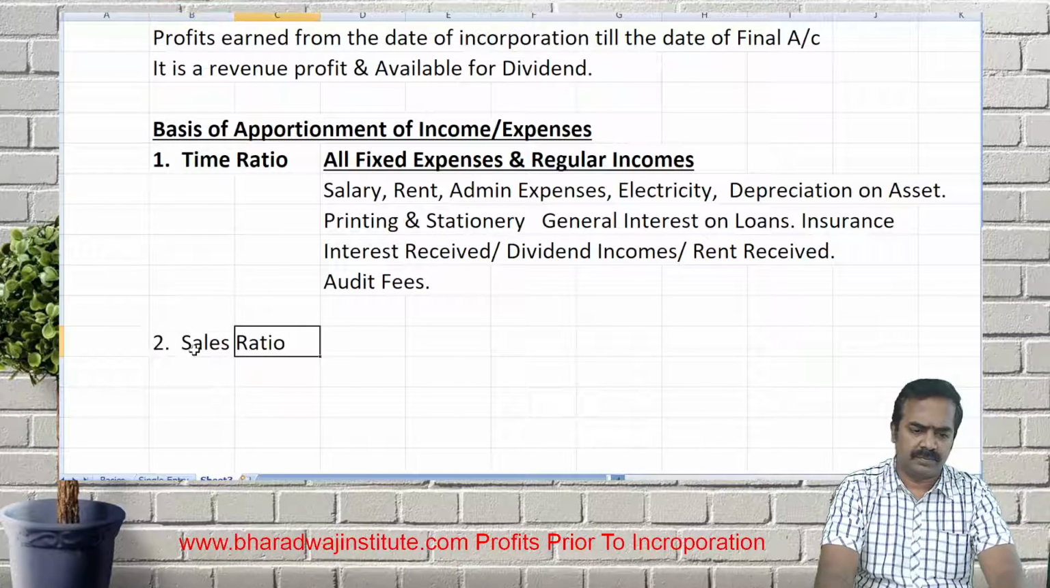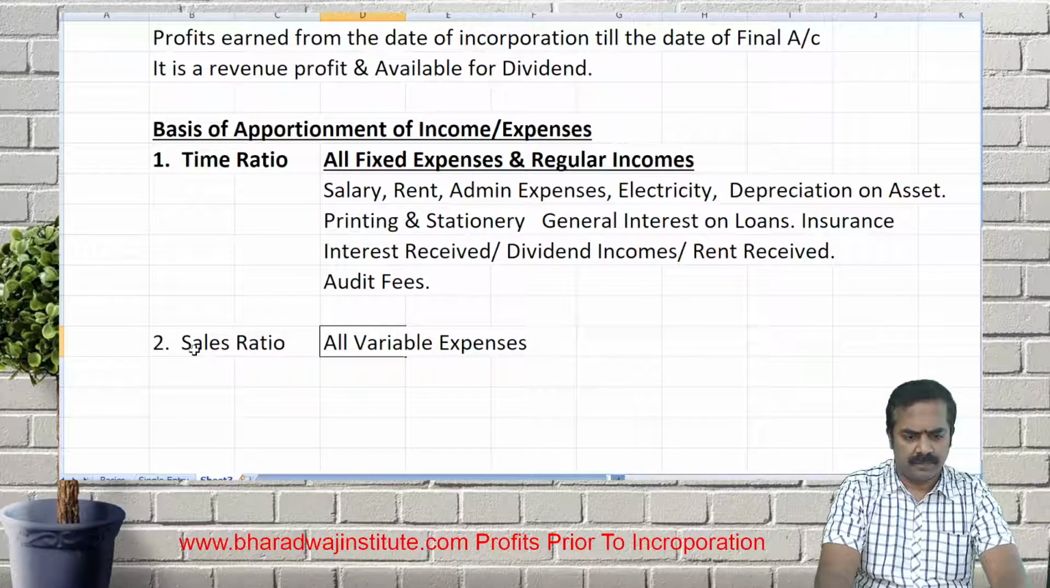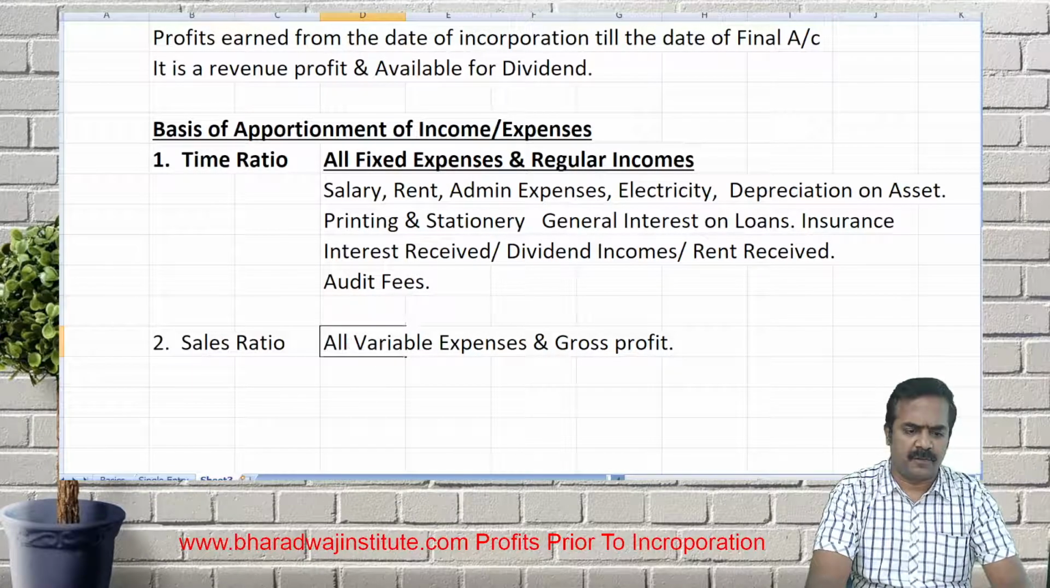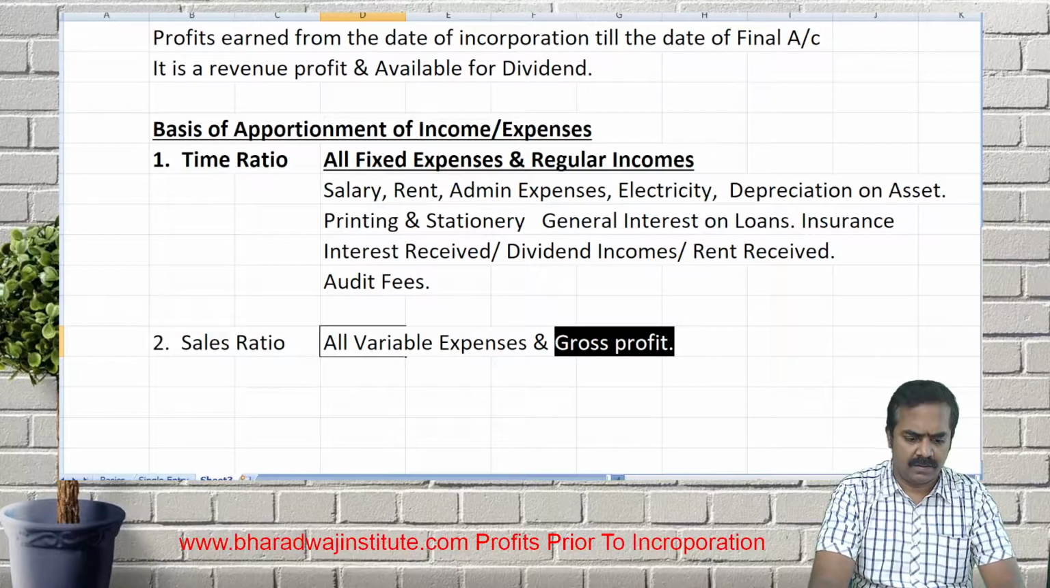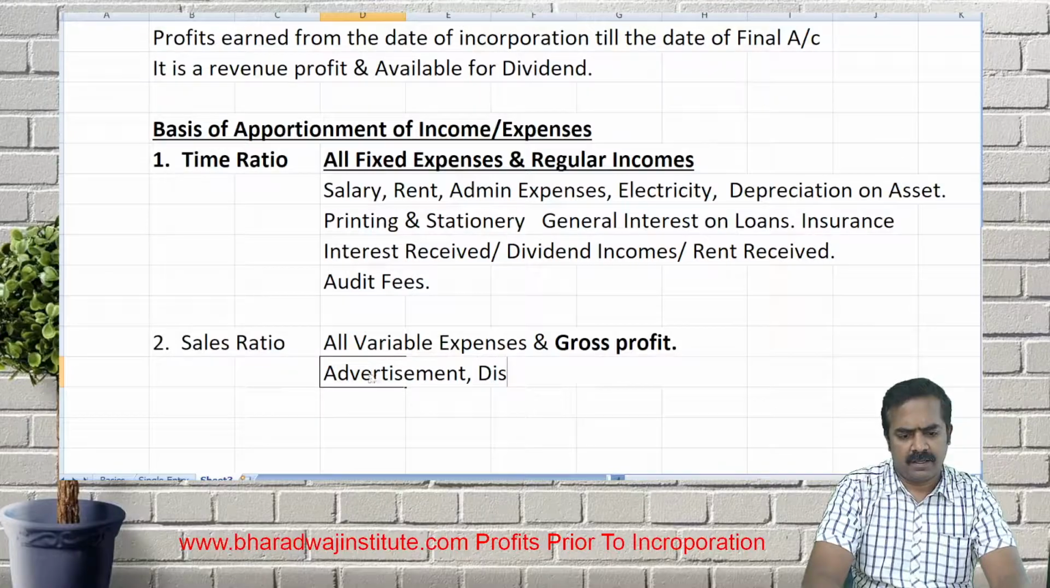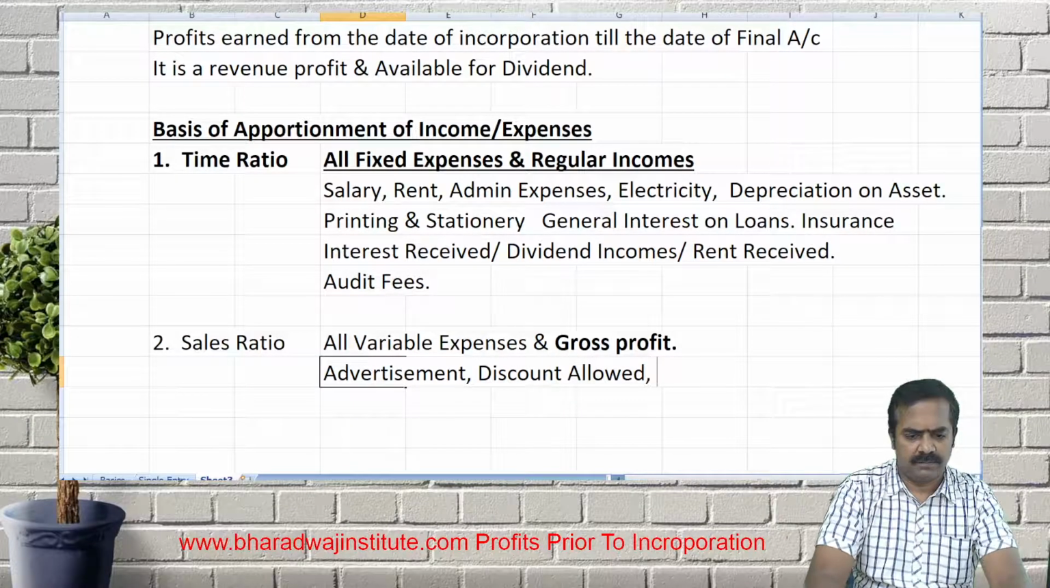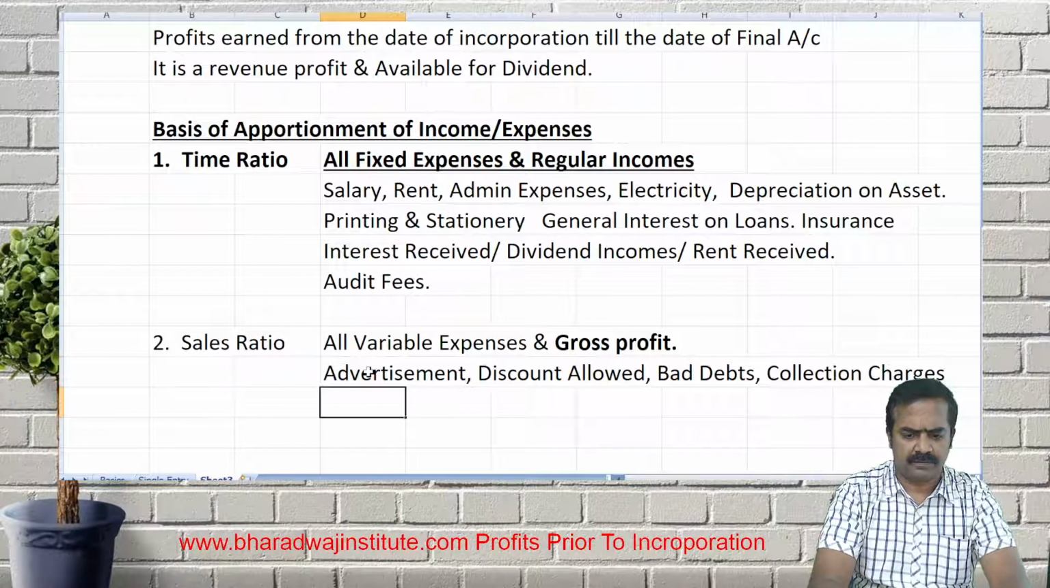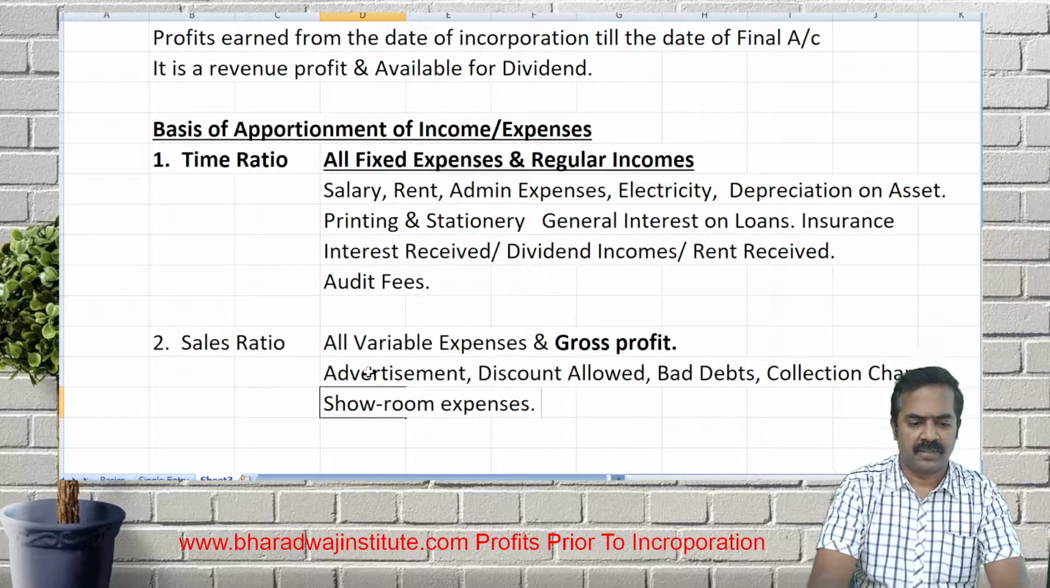Sales ratio: all variable expenses and gross profit. Gross profit, of course, depends on sales. Examples: advertisement expenses, discount allowed, bad debts, collection charges, showroom expenses. Discount receipt is for purchases. That's not based on sales.